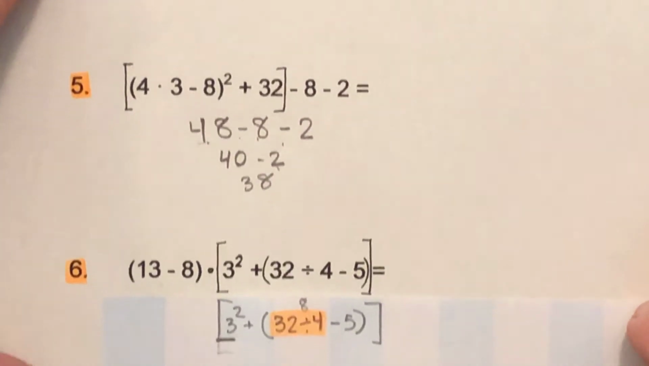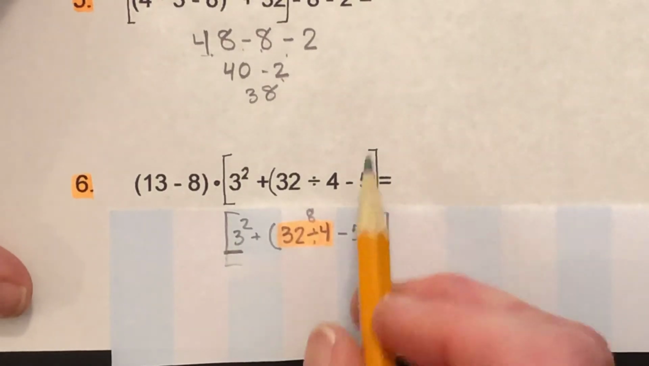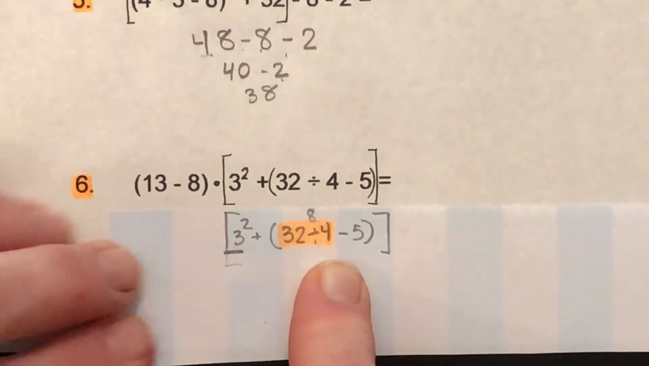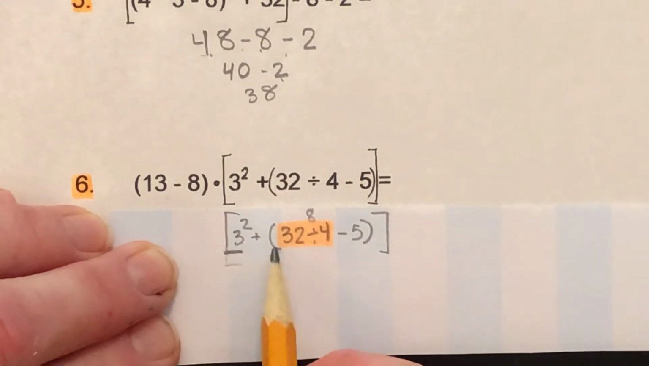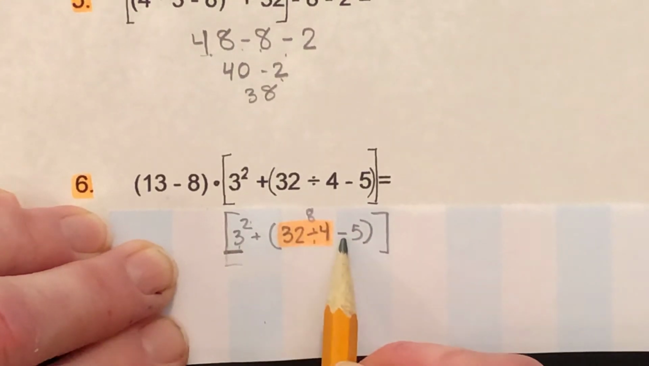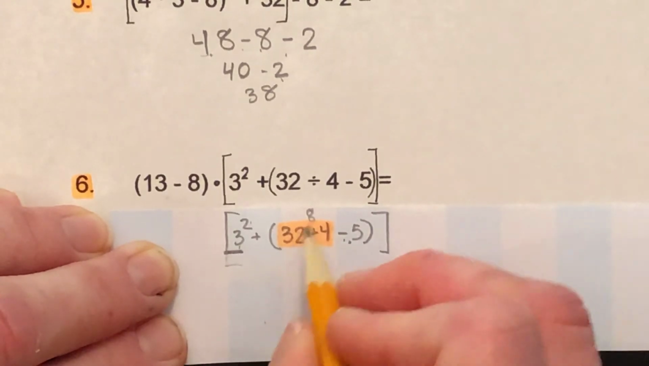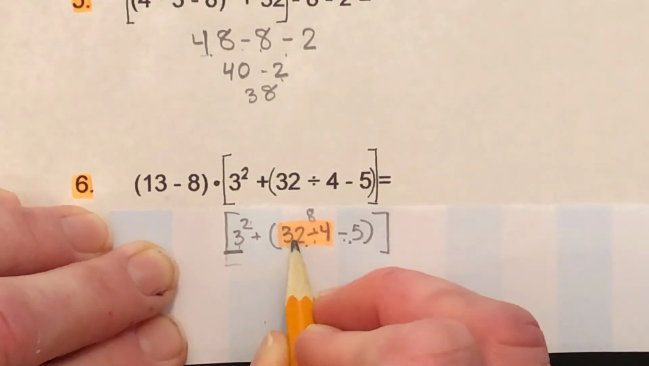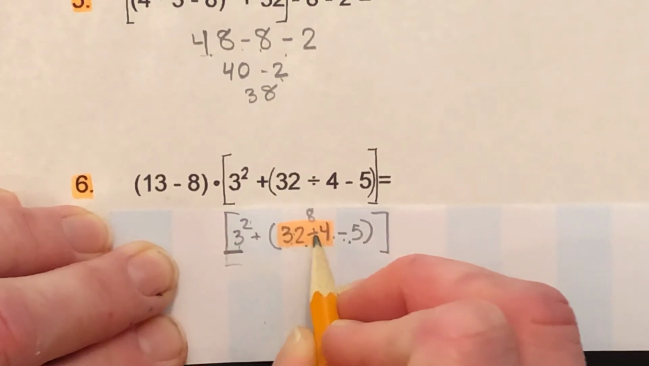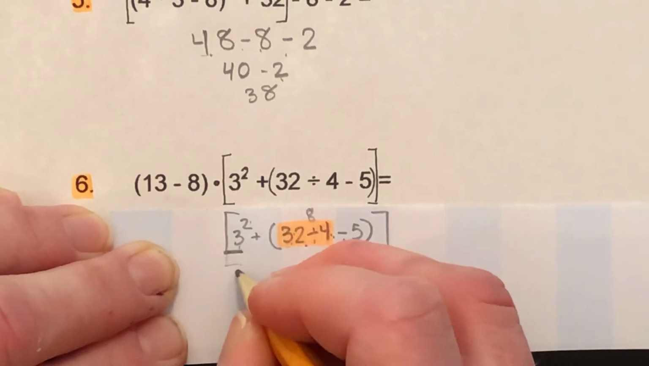Let's come down to number 6. That's the other one we'll do together. I've taken the brackets one more time, and I'm going to do them down here. Inside the brackets, you've got 3 squared, and then you've got two operations in the parentheses. I do division before subtraction, so I'm left with 8 when I divide 32 by 4. So let me rewrite what I've got.